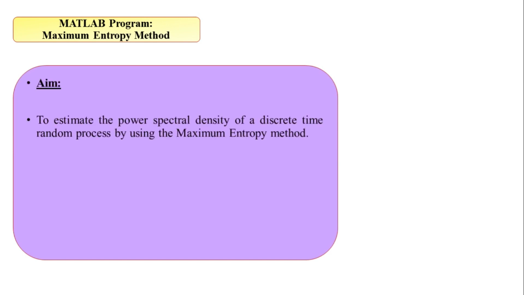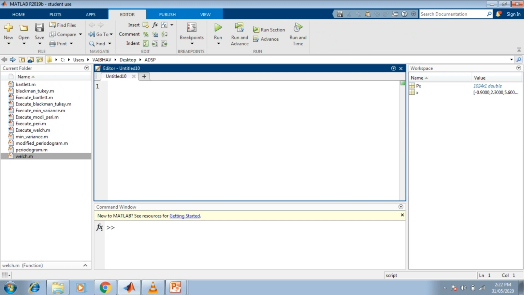We take here the simplest aim, that is to estimate the power spectral density of a discrete time random process by using the maximum entropy method. First of all, we shall have the development of a function that will carry out the maximum entropy spectrum estimation technique to be processed for a discrete time random sequence.